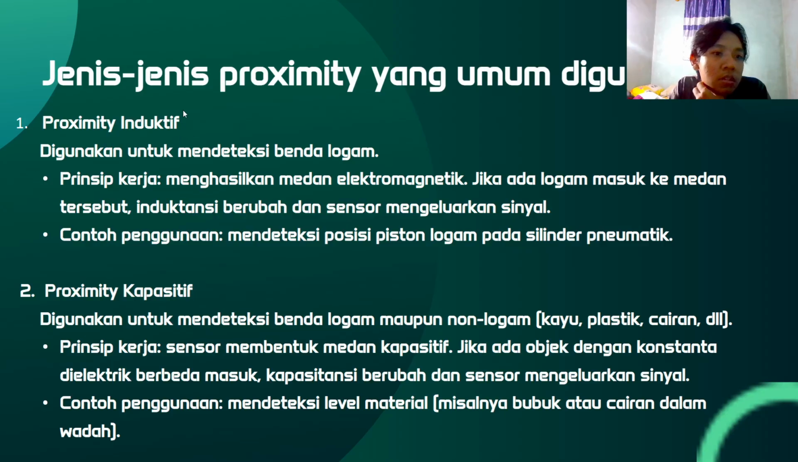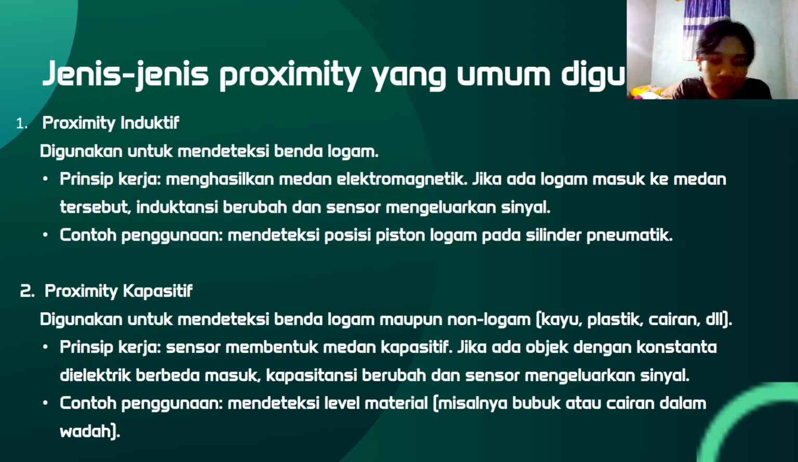So this is the inductive sensor. The inductive proximity sensor gives off an electromagnetic field. If iron enters the magnetic field, the induction from the sensor changes and the sensor makes an output signal. An example of the inductive proximity sensor is detecting the position of an iron piston in a cylinder.